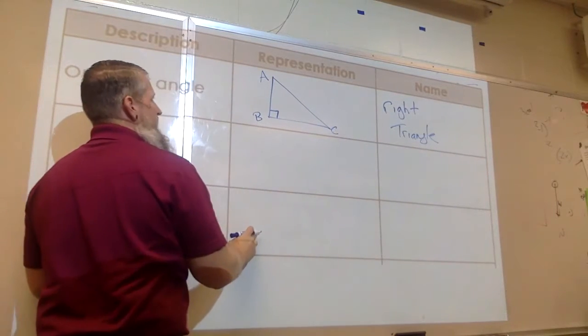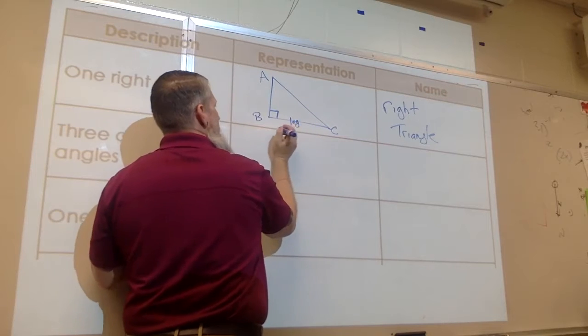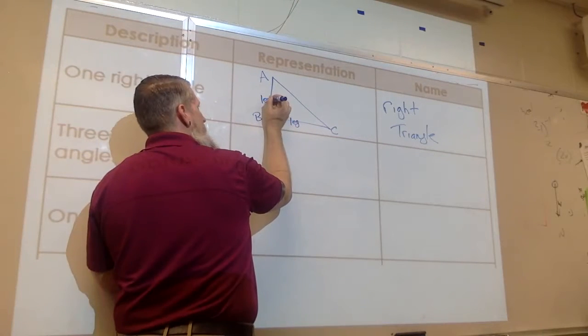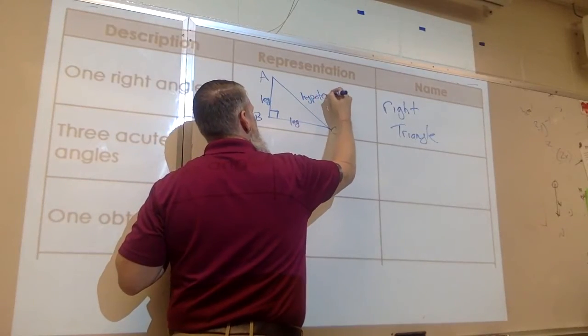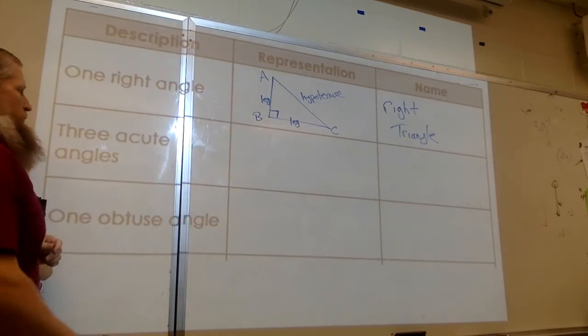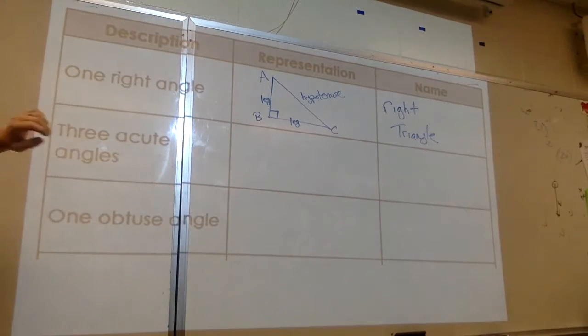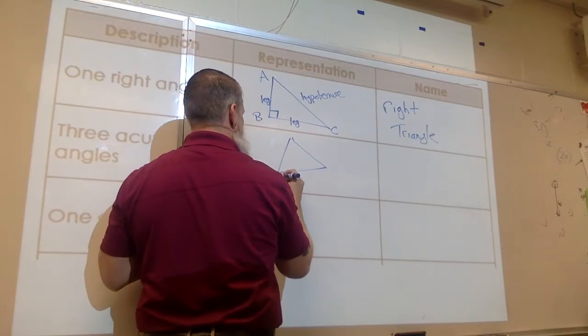Should really throw letters on there. In case you forgot, the two sides that connect to make that right angle are the two legs, and that is the hypotenuse, the longest side. Of course, it's nothing really new. All right, three acute angles, something like that.